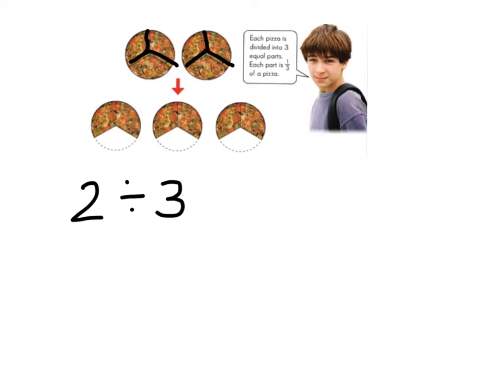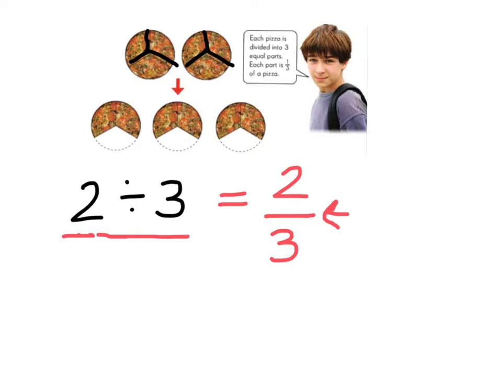We can write 2 divided by 3 in fraction form like this. 2 becomes our numerator, and 3 becomes our denominator. This line here between the numbers acts like our division sign. So this statement, 2/3, could also be read as 2 divided by 3. In this case, 2 divided by 3 and 2/3 mean the same thing.